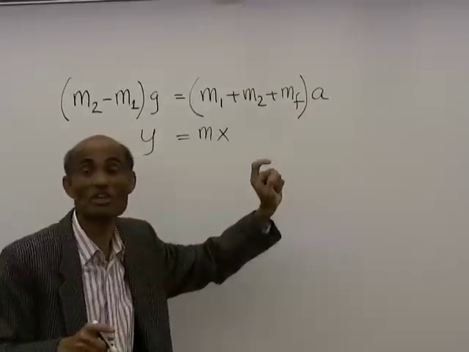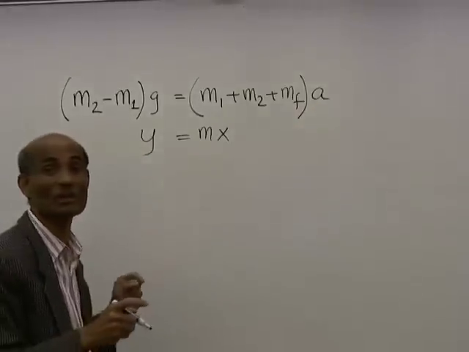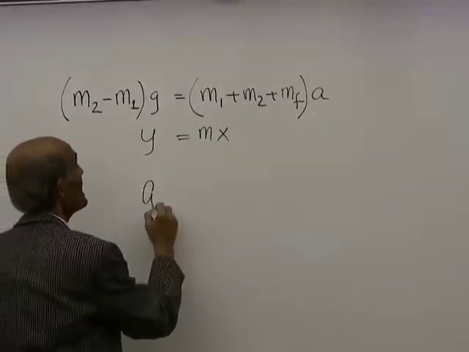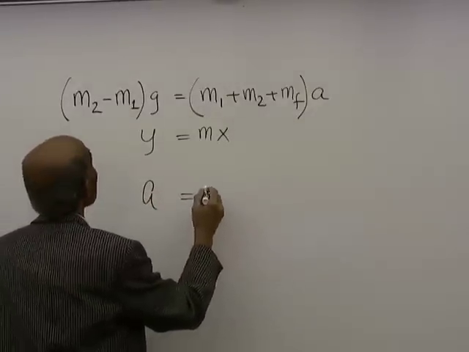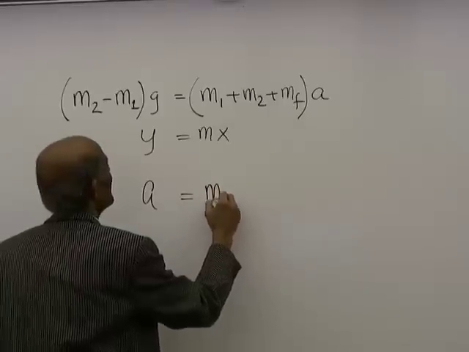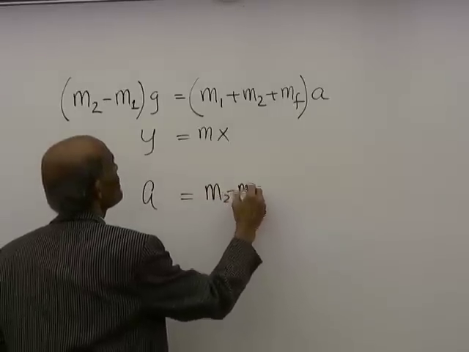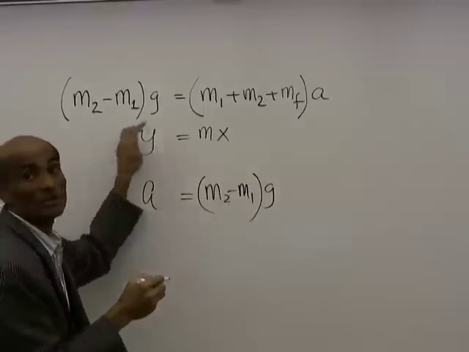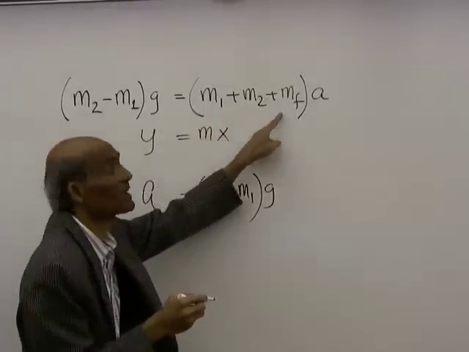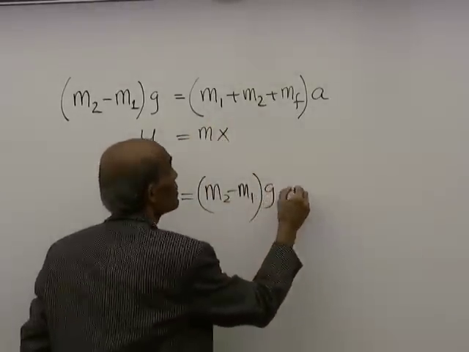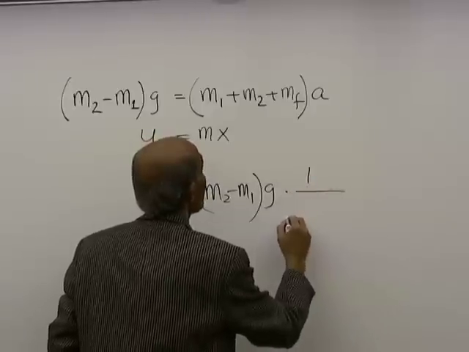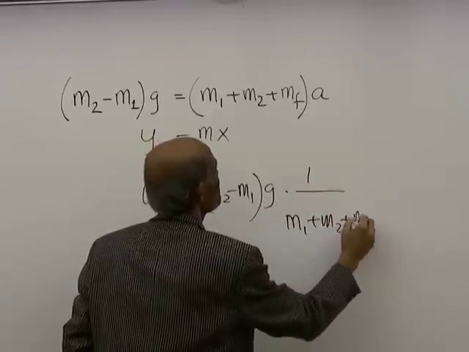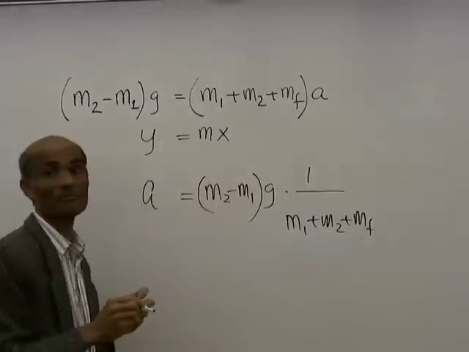So acceleration is the dependent variable. Solve for the acceleration. We get a equal to m2 minus m1 multiplied by g divided by m1 plus m2 plus mf. So I'm going to multiply that by 1 over m1 plus m2 plus mf.